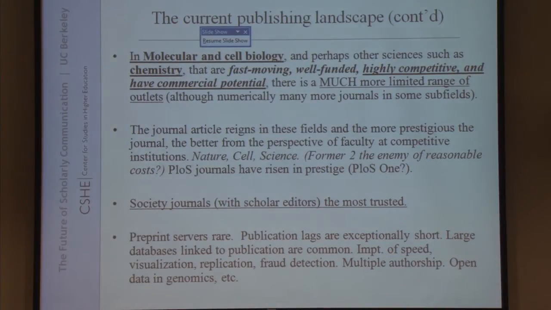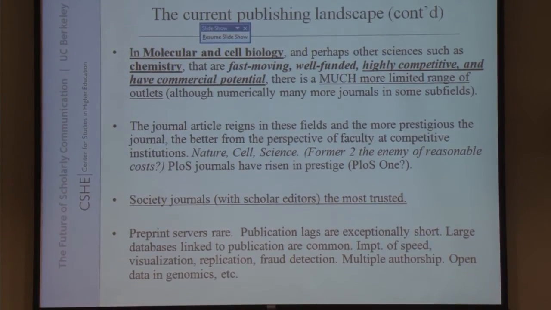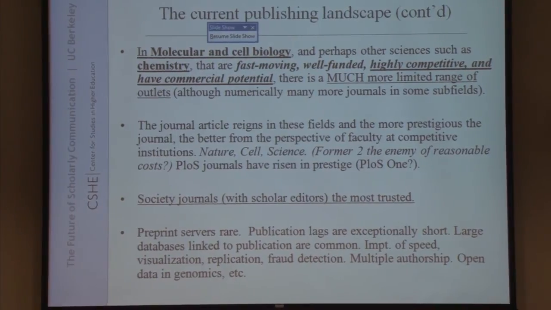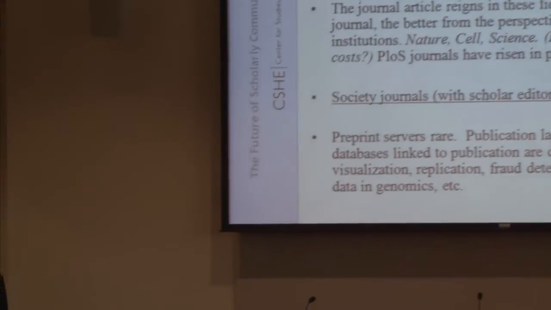And finally, in molecular and cell biology, and perhaps other sciences such as chemistry that are fast-moving, well-funded, highly competitive, and have commercial potential, there's a much more limited range of outlets, and it's journals, journal articles, although numerically many more journals in subfields.